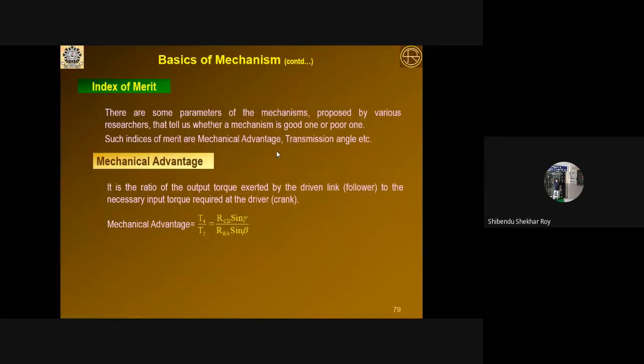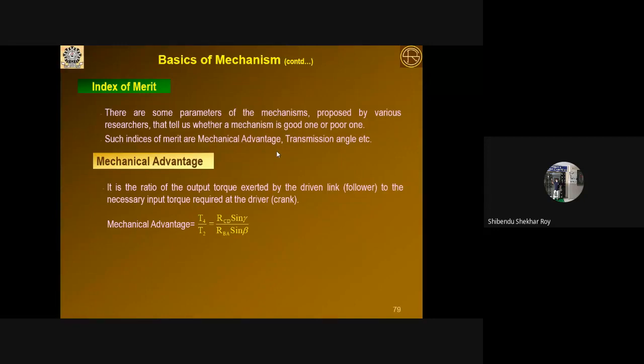Now I would like to conclude with these two slides left for the introductory chapter, the index of merit. There are some parameters of the mechanism proposed by various kinematicians or researchers that tell us whether a mechanism is a good one or a poor one, good from the mechanical advantage point of view. Such indexes of merit are called the mechanical advantage. Mechanical advantage is the ratio of the output torque exerted by the driven link, that is the follower, to the necessary input torque required at the driver, that is the crank.